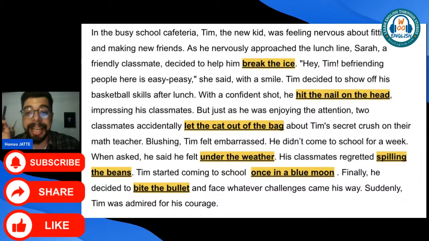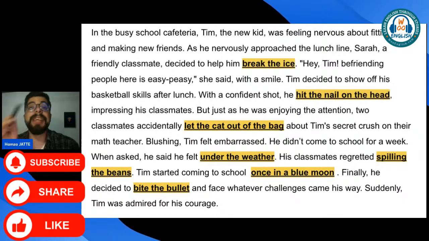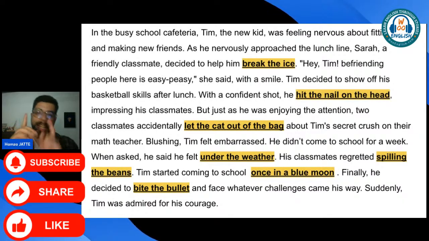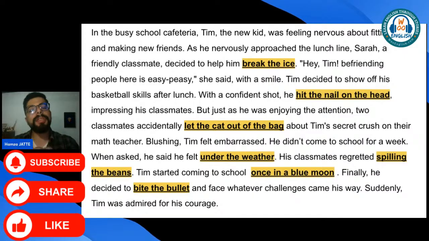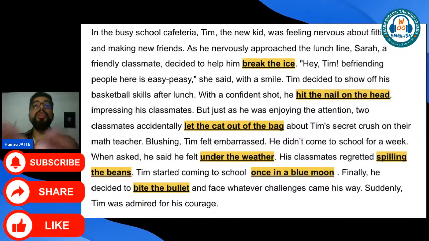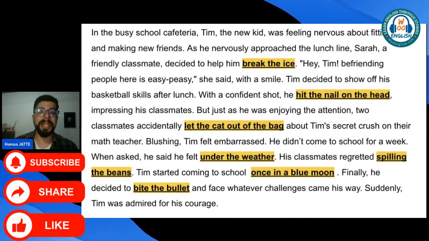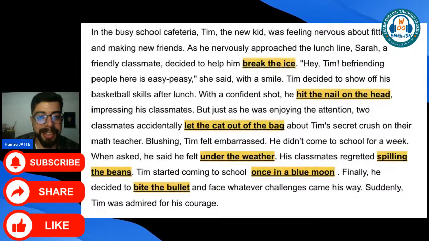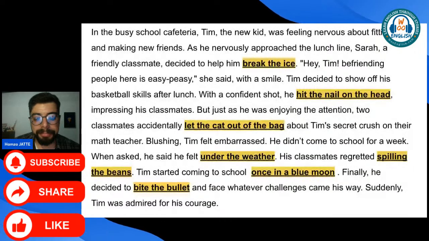So, again, I have 1, 2, 3, 4, 5, 6, 7 idiomatic expressions. Can you tell me which one of these idiomatic expressions you already know? Do you know any of these idiomatic expressions? Tell me which one. Tell me what is the meaning of this idiomatic expression. So I'm going to probably read the text again.